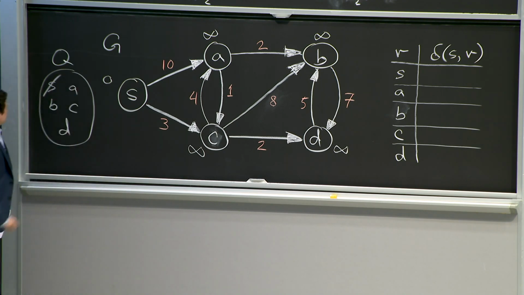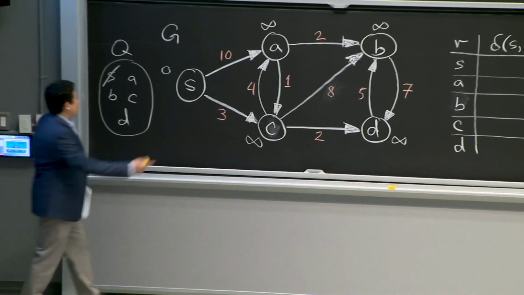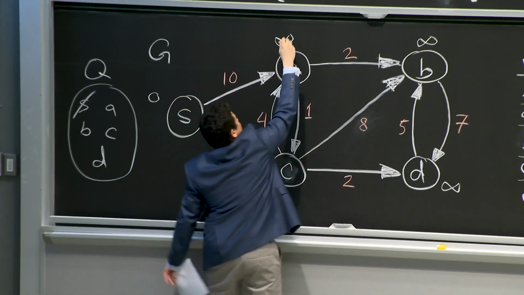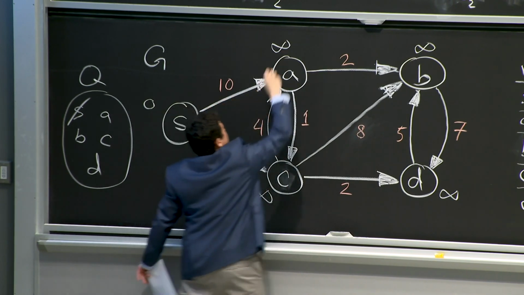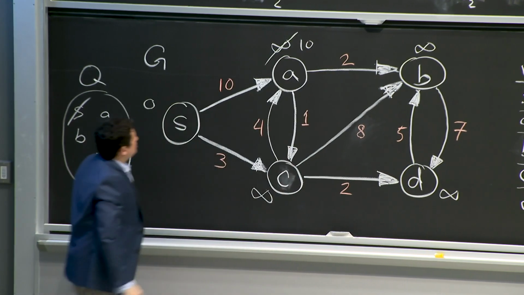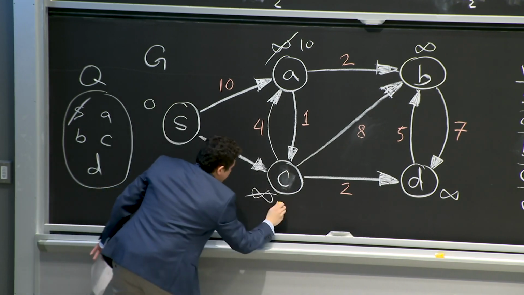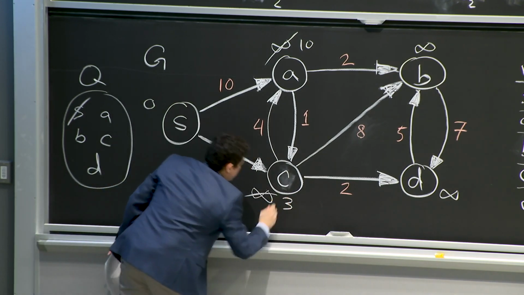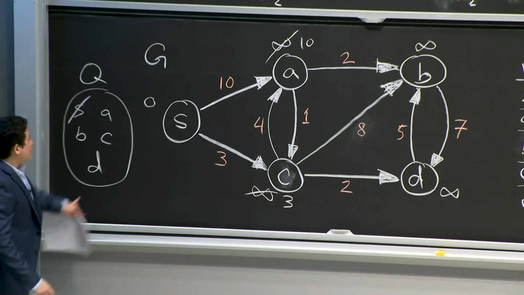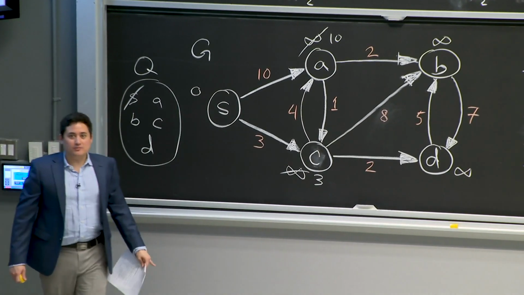So I remove that, and then I relax edges out of S, right? So I relax the edge here to A. That's better than the distance estimate. 10 is better than the distance estimate of infinity, so I'm going to change this to 10. And then here's another outgoing edge. 3 is better than infinity, so I'm going to change its delta to 3. OK, so now I go back in here and I change the distance estimates associated with my queue.